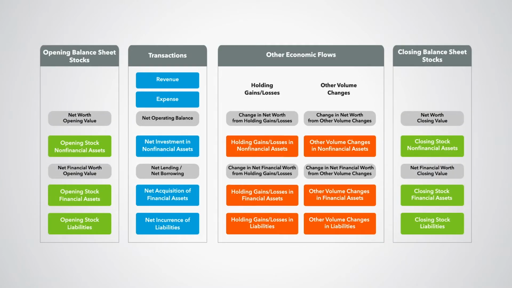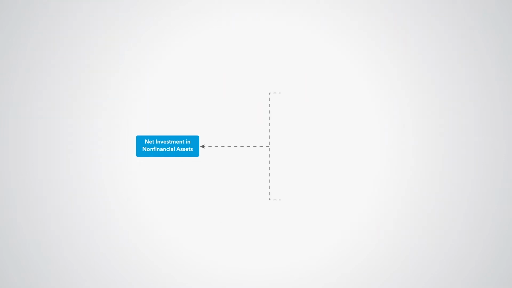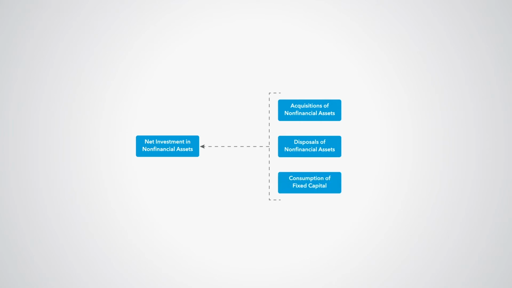Let's now look at how transactions in non-financial assets are integrated in the GFS framework. The main aggregate in the GFS framework that covers transactions in non-financial assets is net investment in non-financial assets. This is actually composed of three different types of flows. The acquisition, that is the purchasing or producing of non-financial assets. The disposal, that is the selling or transferring of non-financial assets.